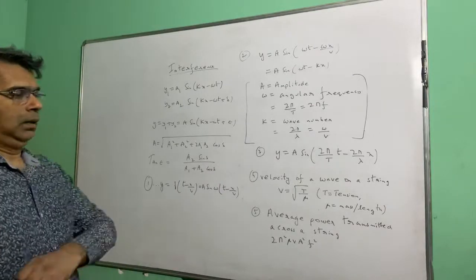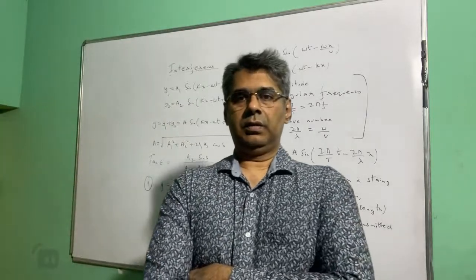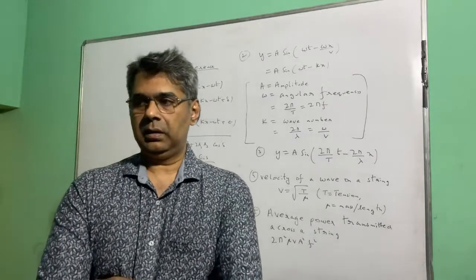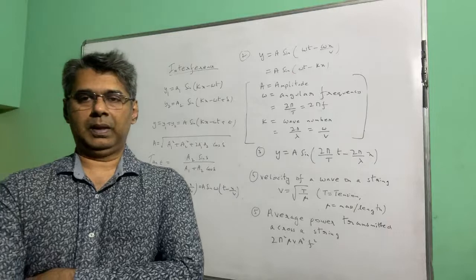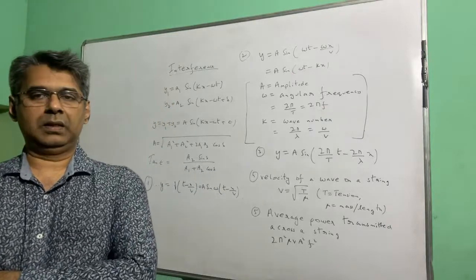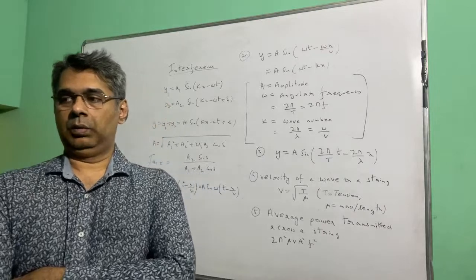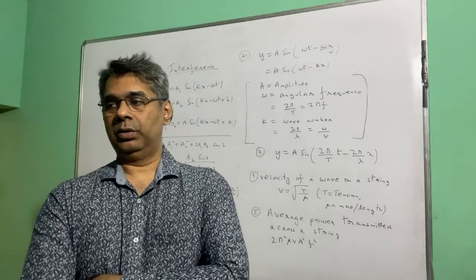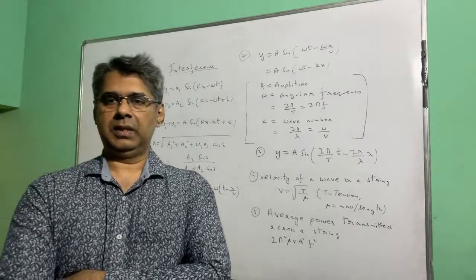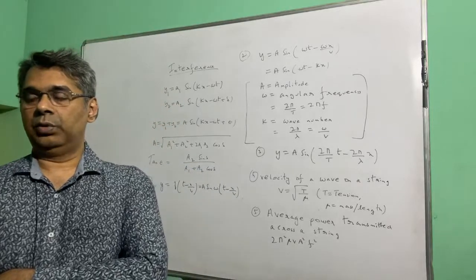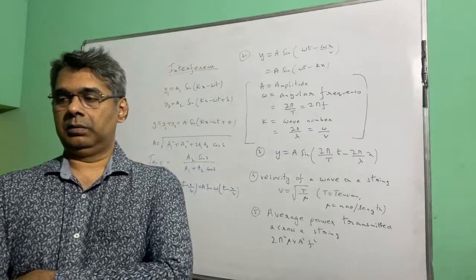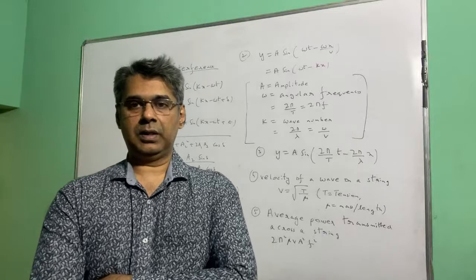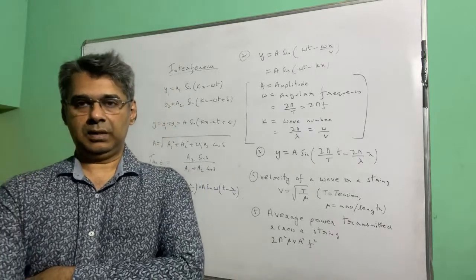Now we come to the next concept, that is interference of waves. What is the primary difference between the meeting of two waves and the meeting of two particles? When two particles meet each other, there is a collision, and collisions can be of different types, elastic, inelastic, etc. But when two waves meet each other, normally what happens is something called interference. Interference means that the two waves will meet each other and create a resultant wave.